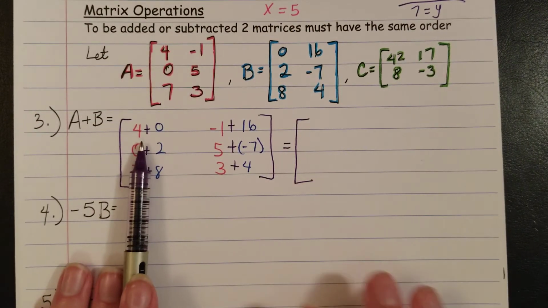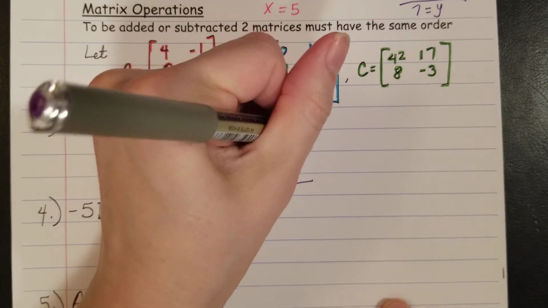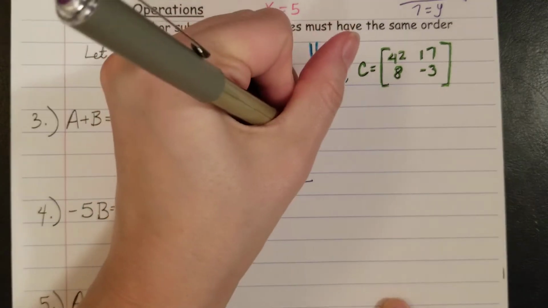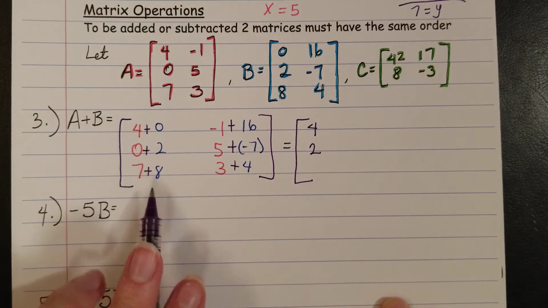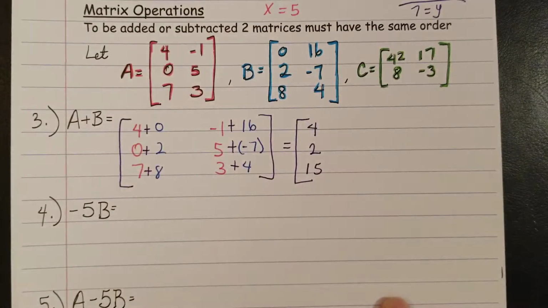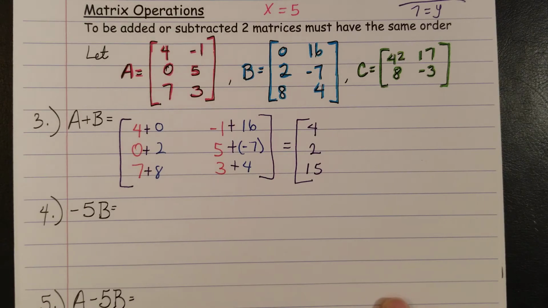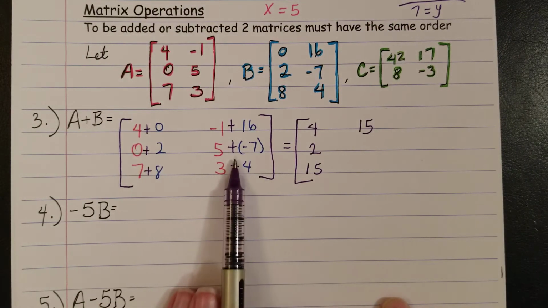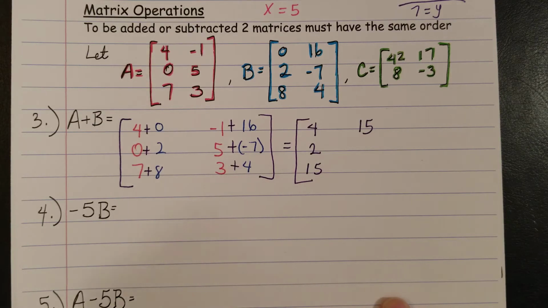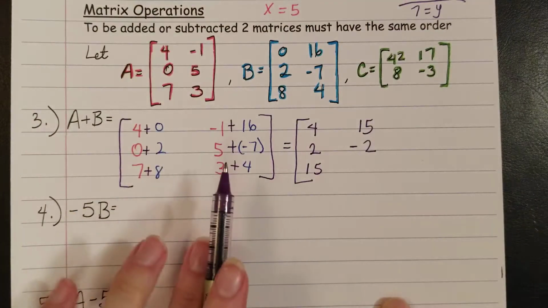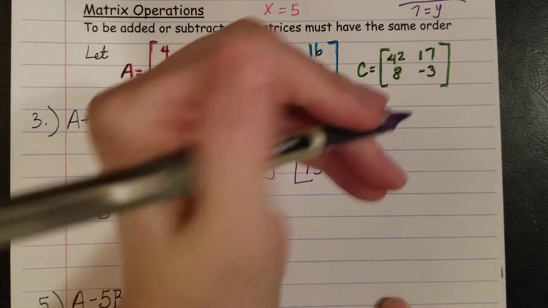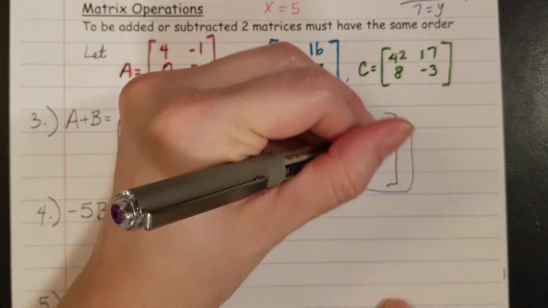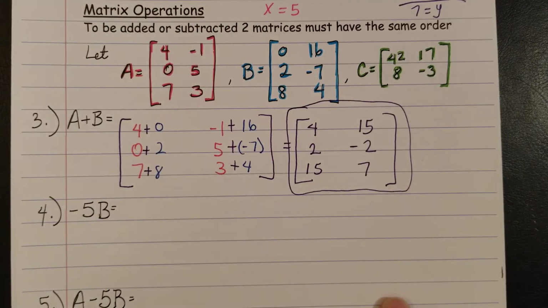4 plus 0 is 4. Let's go down the first column. 0 plus 2 is 2. 7 plus 8 is 15. -1 plus 16 is 15. 5 plus -7 would be -2. And 3 plus 4 would be 7. All right, and that's our final answer for that.